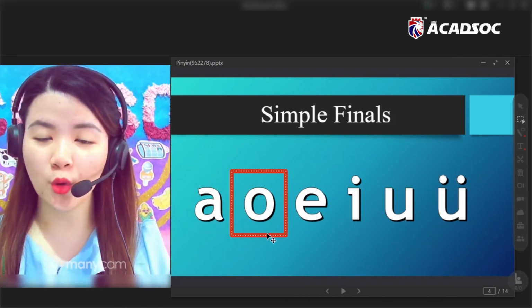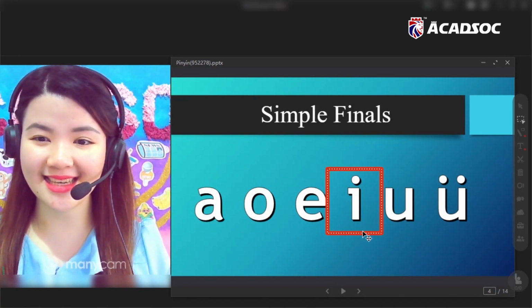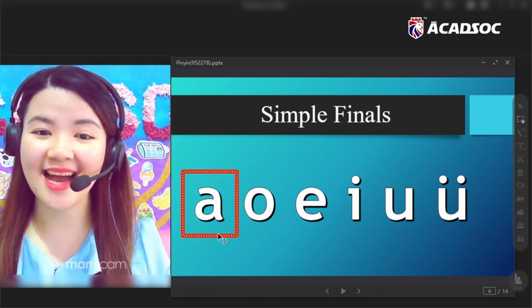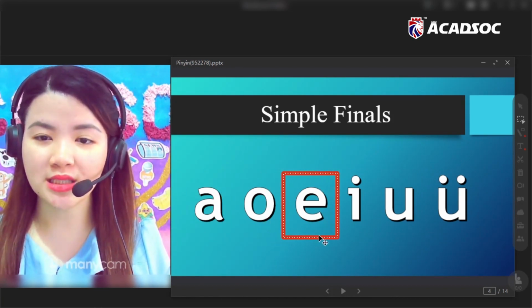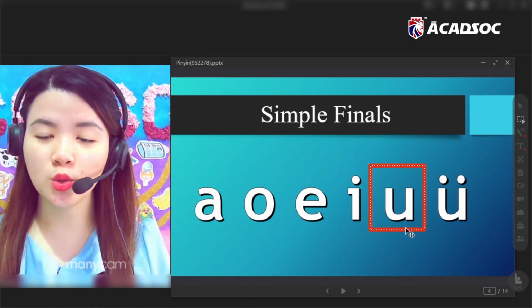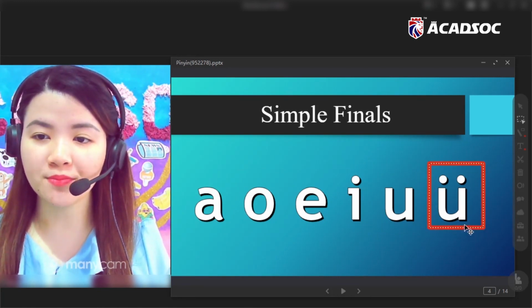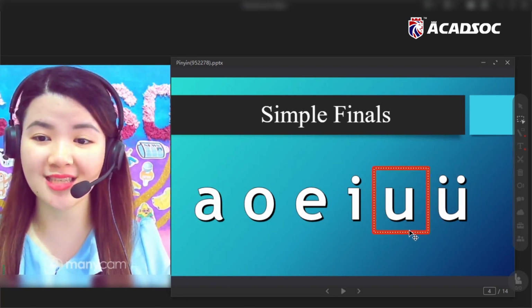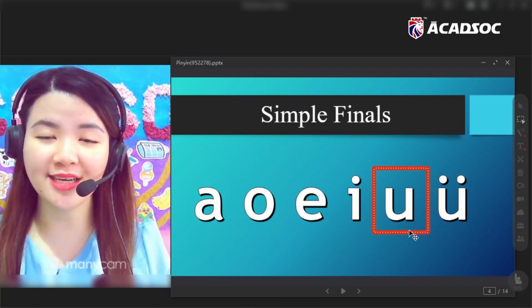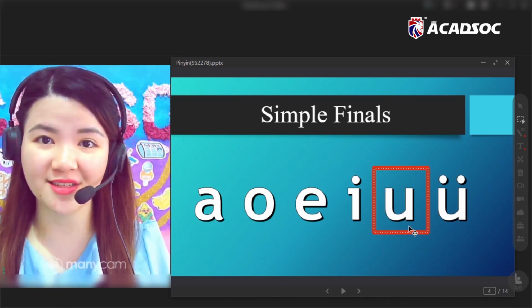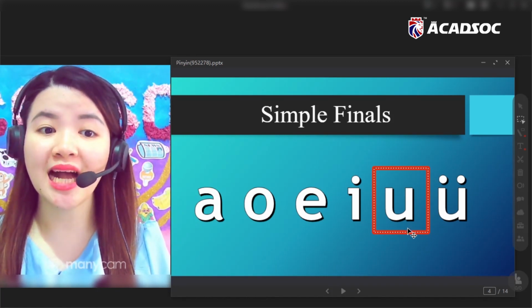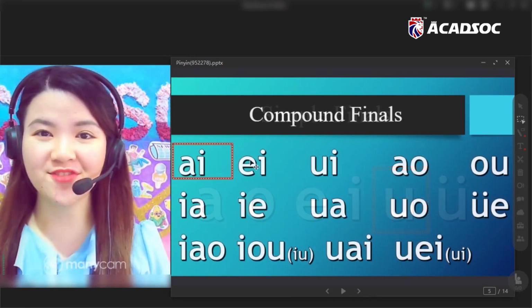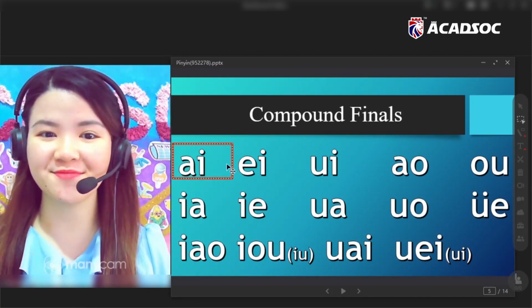Simple finals consist of six single vowels. A, O, U, I, U, Y. Let's try it again. A, O, U, I, U, Y. Now, it's hard to say this sound, but what you need to do is say U, then place your tongue at the lower part of your teeth. Y. That's it. Great.